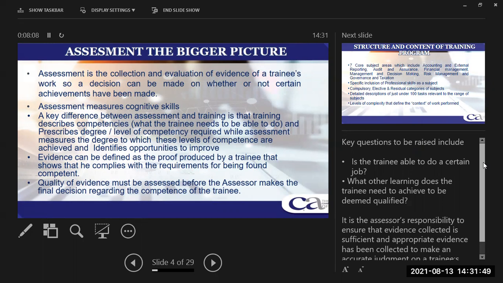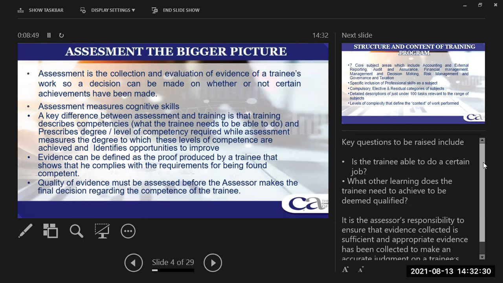So I highlighted before that training describes cognitive skills, while assessment comes in to measure those cognitive skills, whether you are now competent in a specific set of skills. A key difference between assessment and training is that training describes competencies and prescribes the degree or level of competence required, while assessment measures the degree to which these levels of competence have been achieved and identifies the opportunities to improve on the levels that you have achieved.